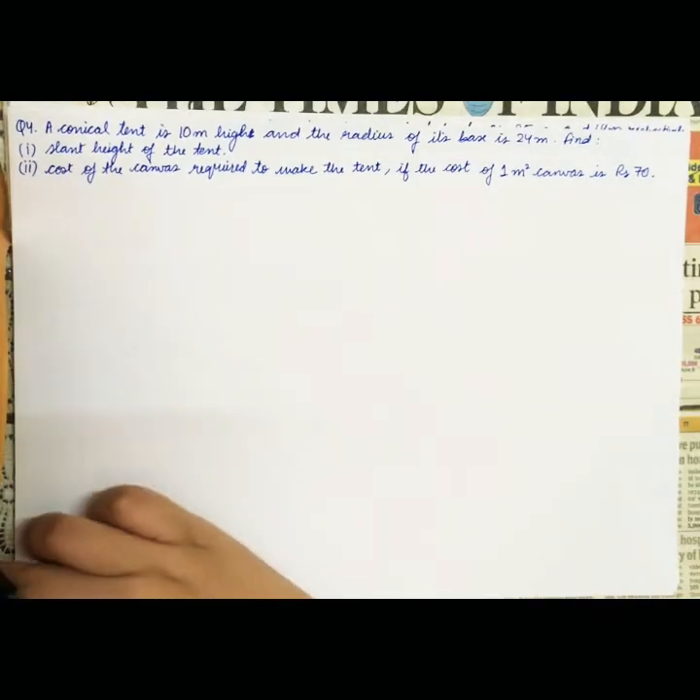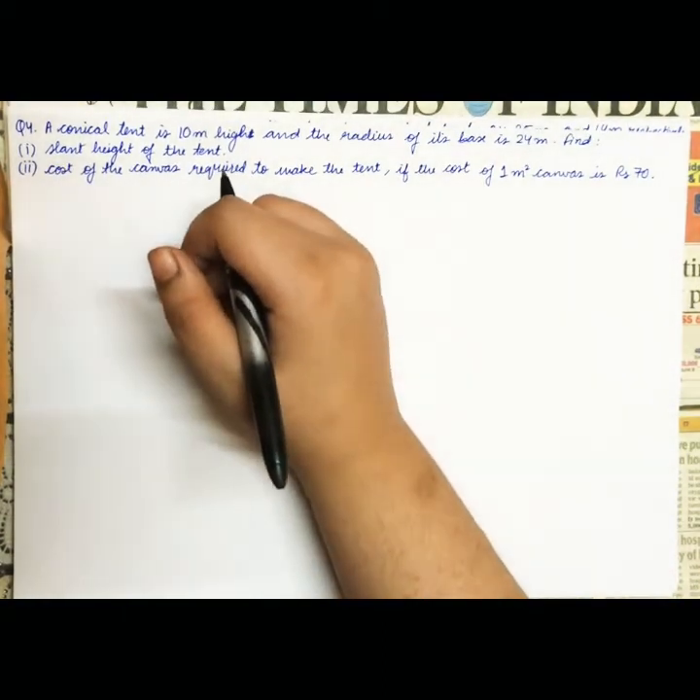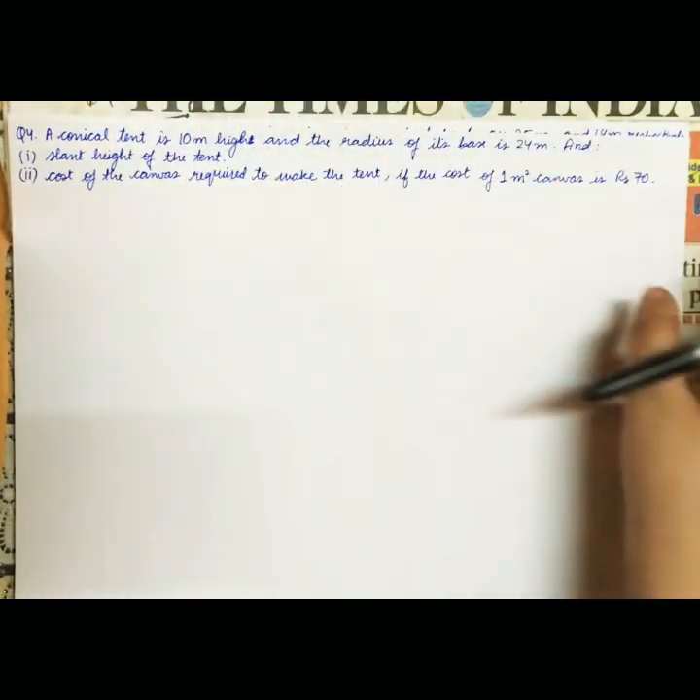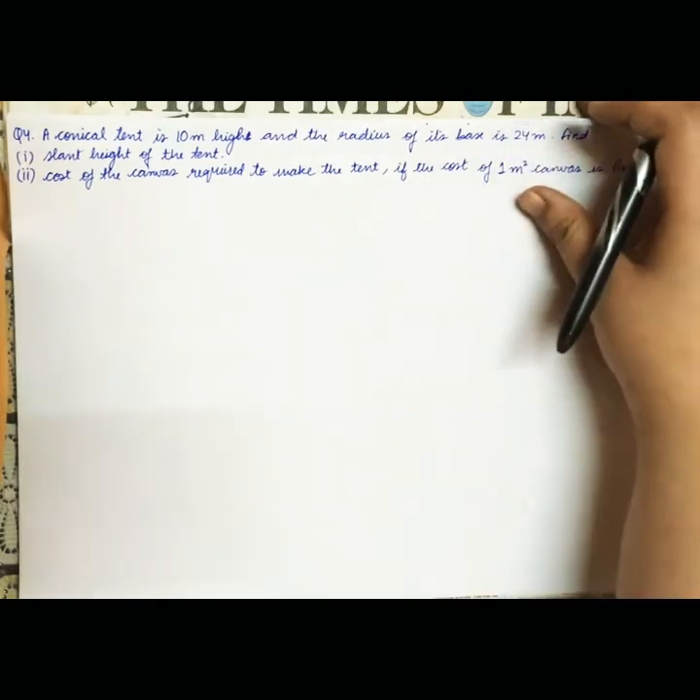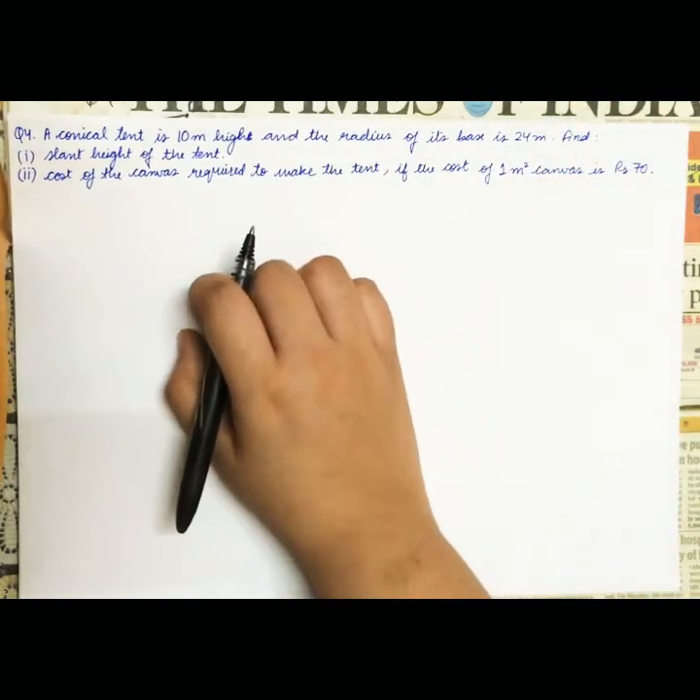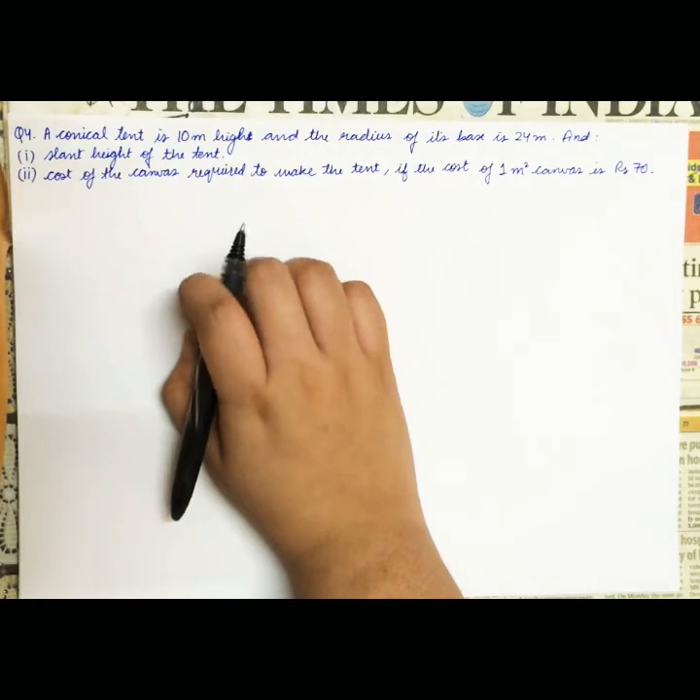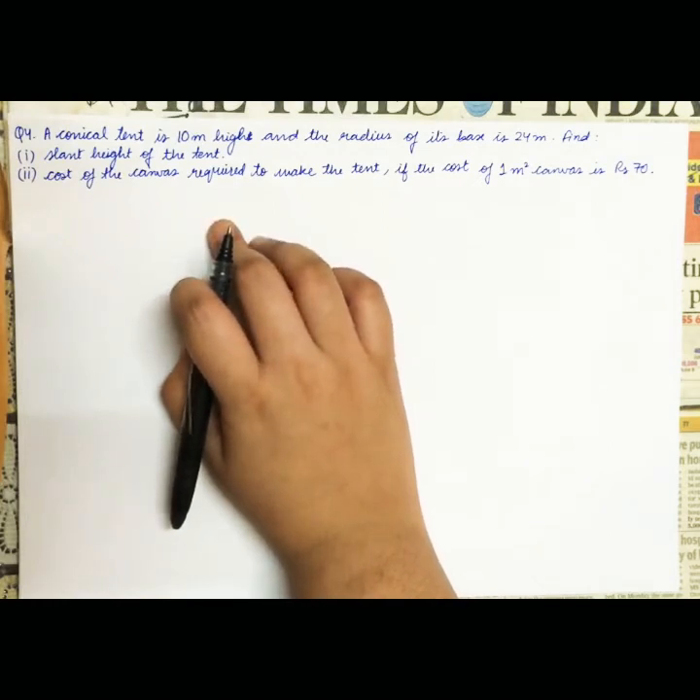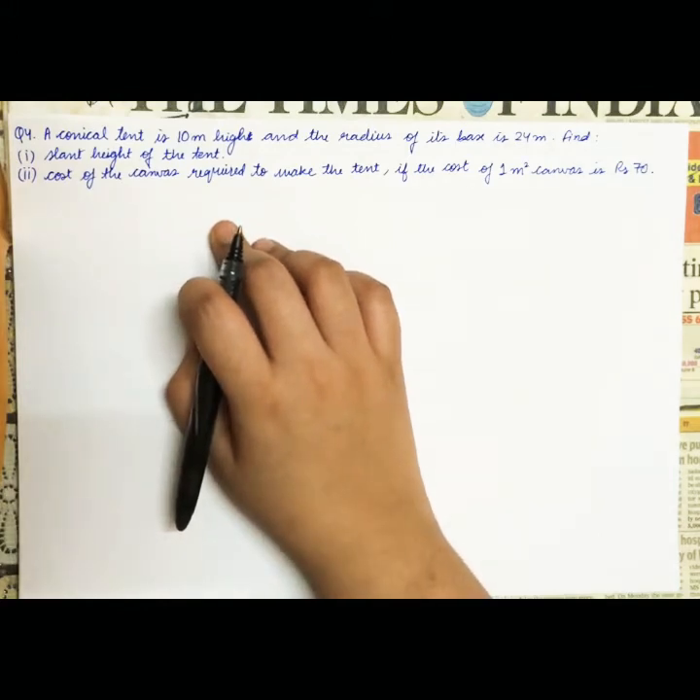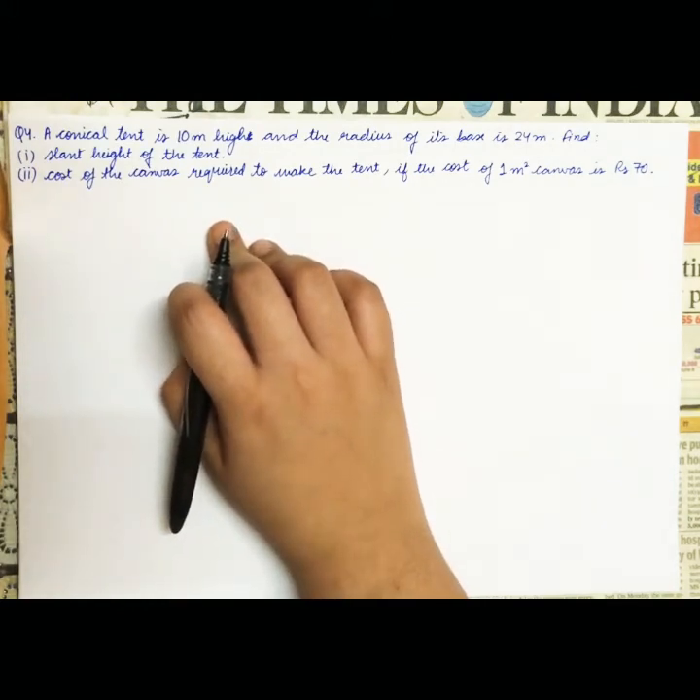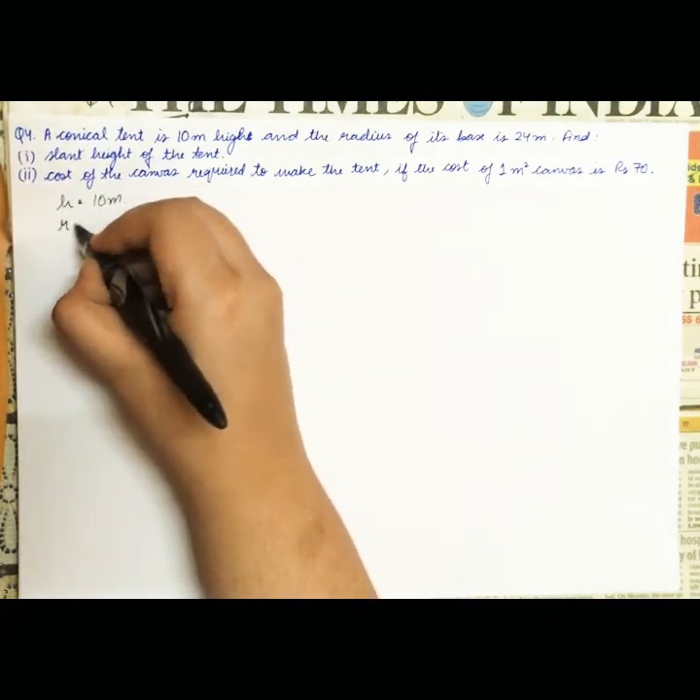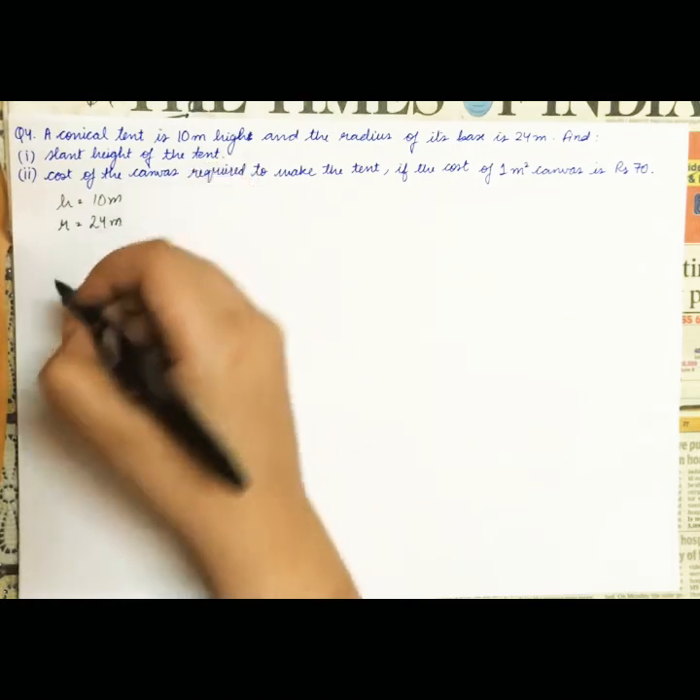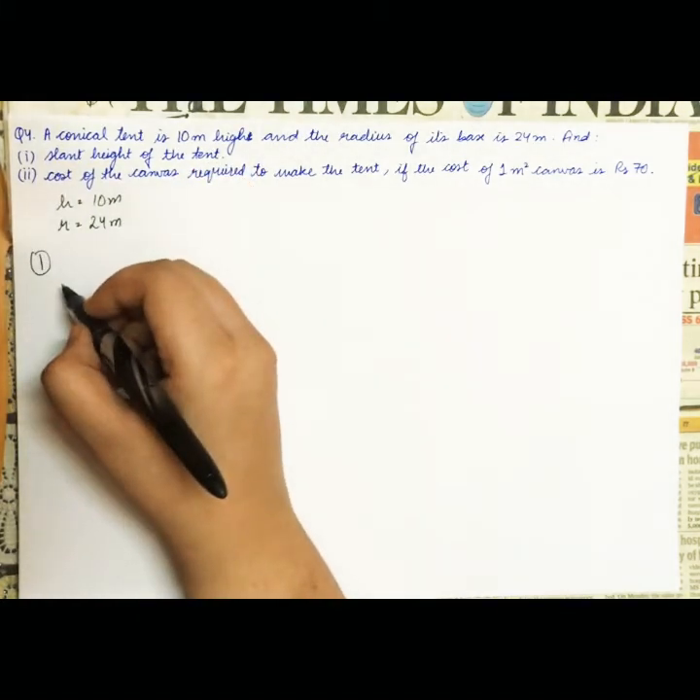Question number 4. A conical tent is 10 meter high and the radius of its base is 24 meter. Find the slant height of the tent and the cost of the canvas required to make the tent if the cost of 1 meter square canvas is rupees 70. So in this, height is given as 10 meter and radius is 24 meter. So first we have to find the slant height of the tent.